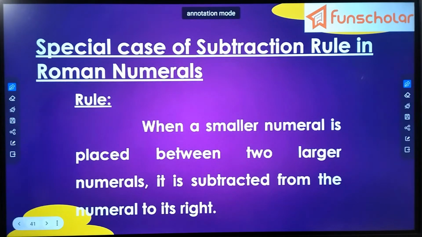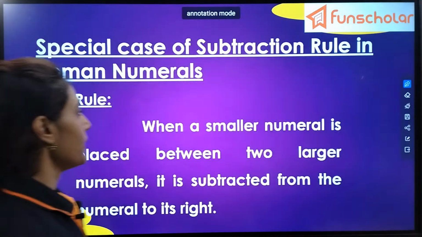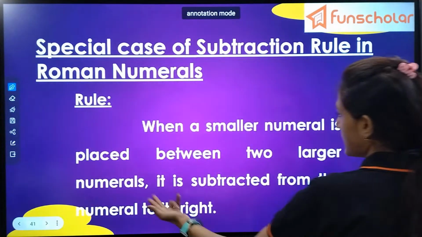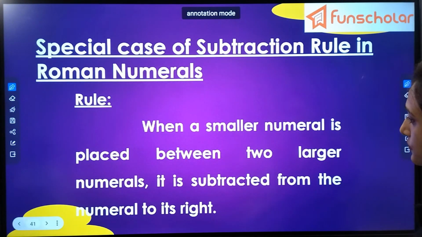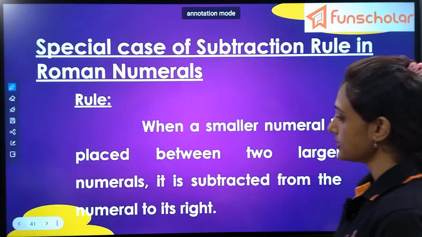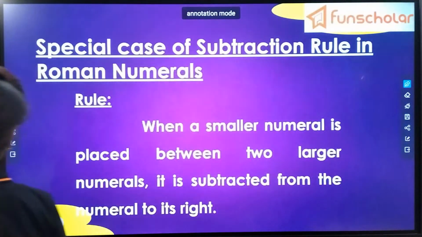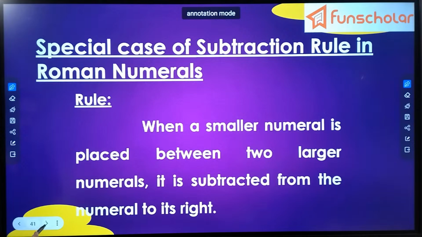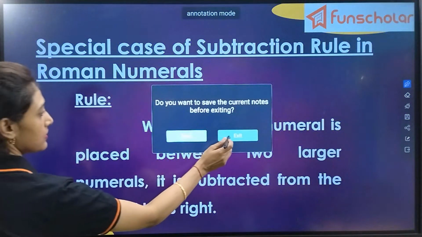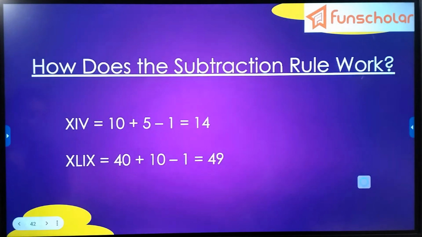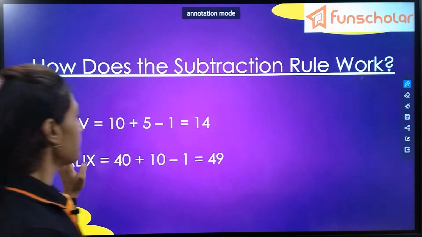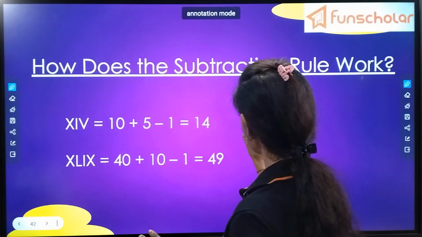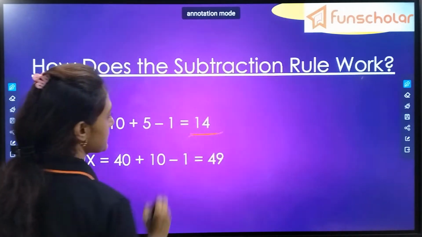Special case of subtraction rule in Roman numerals. When a smaller numeral is placed between two larger numerals, it is subtracted from the numeral to its right. Okay, let's understand this with an example. Suppose it is written 14. How will you represent 14?